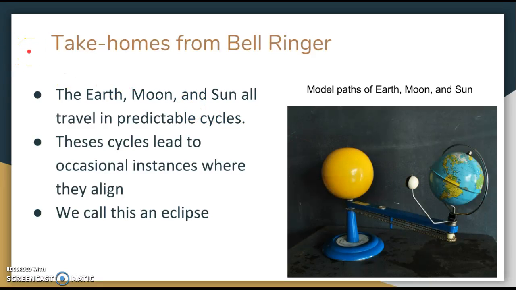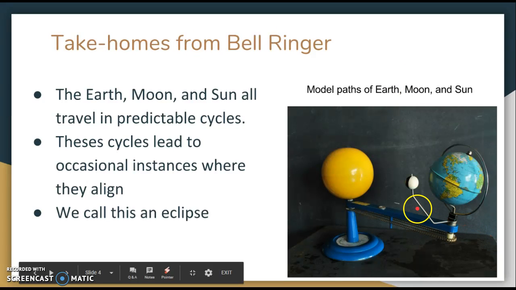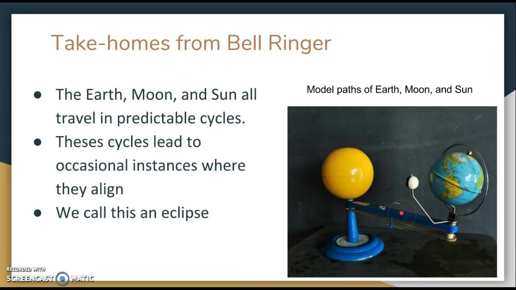From the take-homes from the bell ringer, hopefully we'll learn that the Earth, Moon, and Sun all travel in predictable cycles. So these cycles lead to occasional instances where they align. We call this an eclipse. I would take out a model here of the Earth, Moon, and Sun just to show how they rotate around each other. So the moon rotates around the Earth, and they both then rotate around the sun, and kind of show how sometimes they actually end up lining up, which again is called an eclipse.